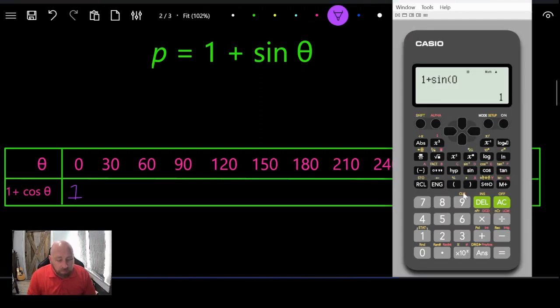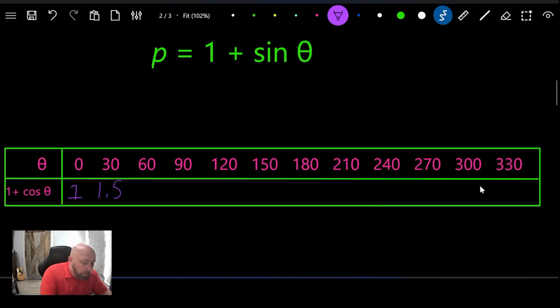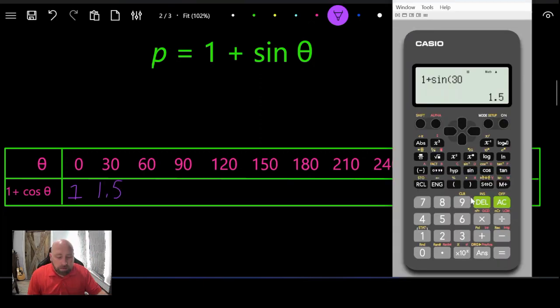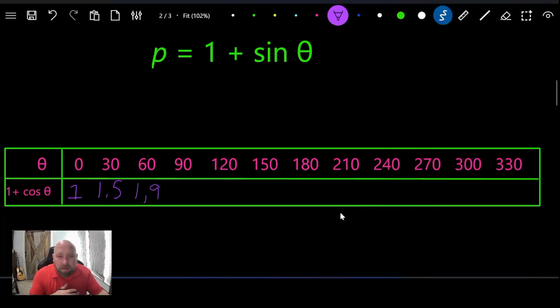And then we'll come back and do our next one. We'll delete this out and put in 30. And we get 3 over 2, which is 1.5. So this next one is 1.5. And we're just going to keep going down this. Let's do one more, and then I'll fill in some values for you. So we'll do 60, equals, and we get 1.886, or 1.9. All right, so we're going to keep going down this. I'll fill in the rest of the chart, and then I'll be right back.